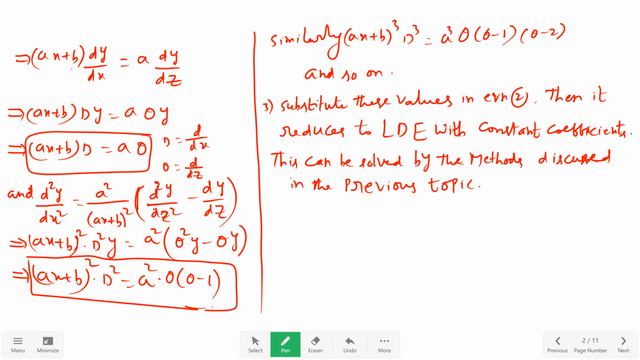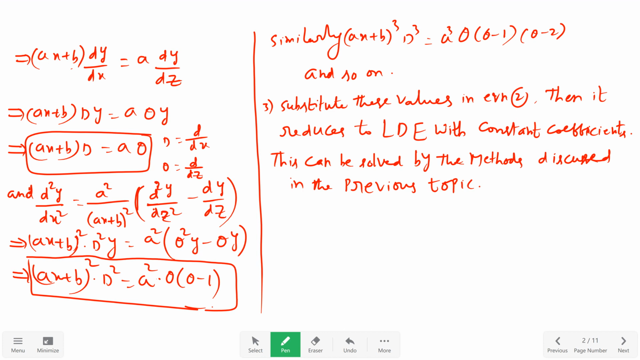So on both sides, if you take y as common on the RHS, then y will be cancelled on both sides. Then we get (ax plus b) whole square into D square is equal to a square into (theta square minus theta), which is theta into (theta minus 1). Finally, (ax plus b) whole square into D square is equal to a square into theta (theta minus 1). Similarly, we can find that (ax plus b) whole cubed into D cubed is equal to a cubed into theta (theta minus 1)(theta minus 2), and so on.